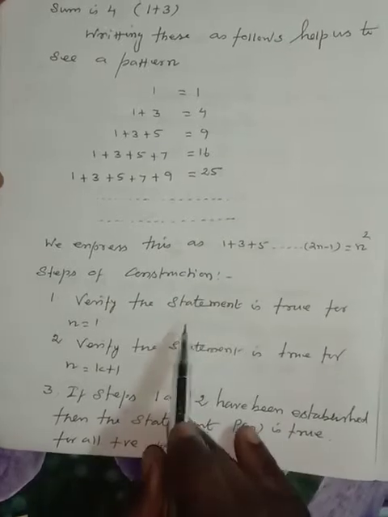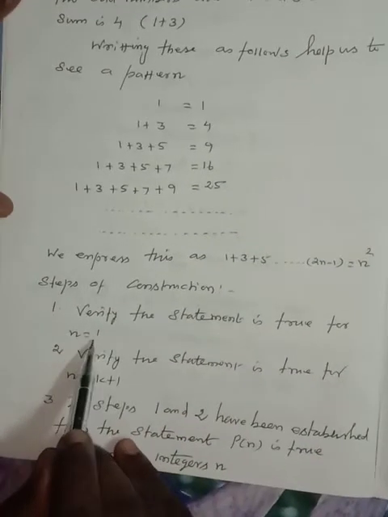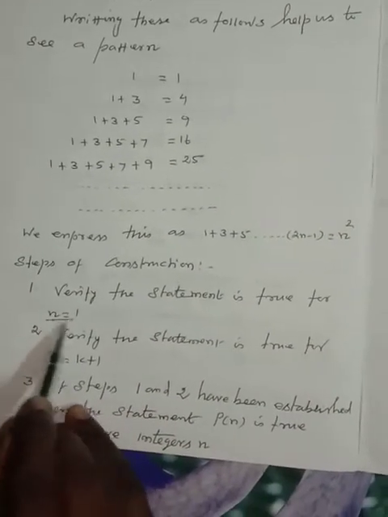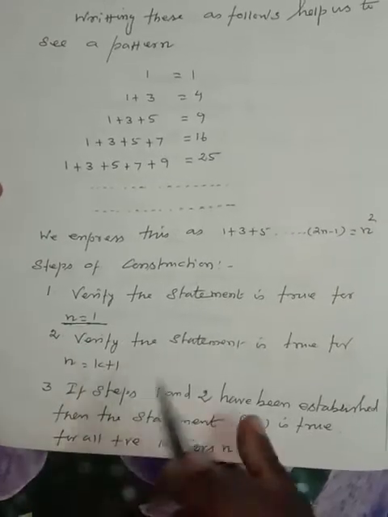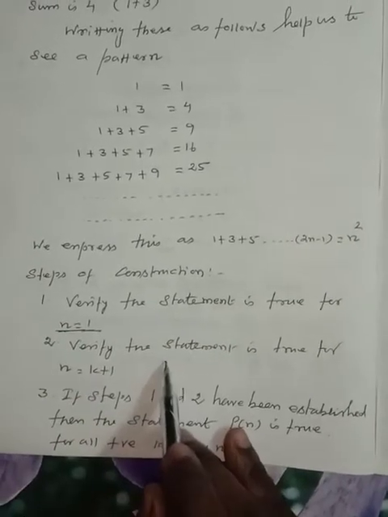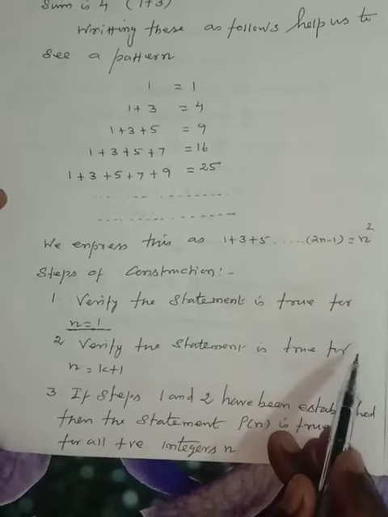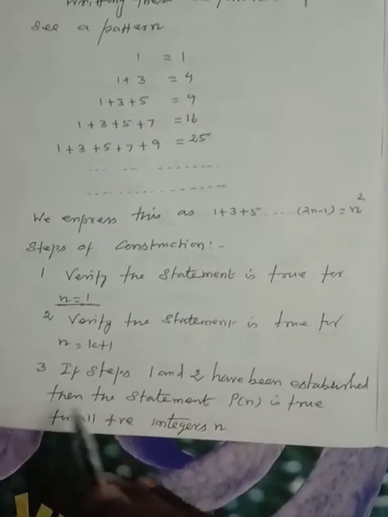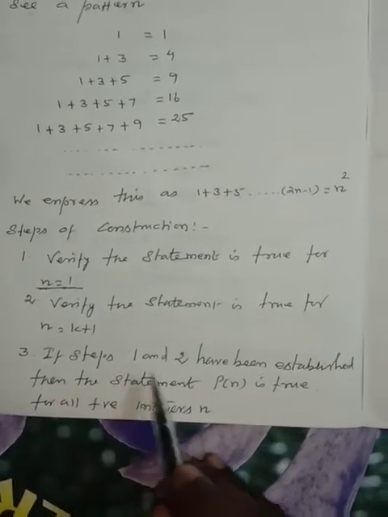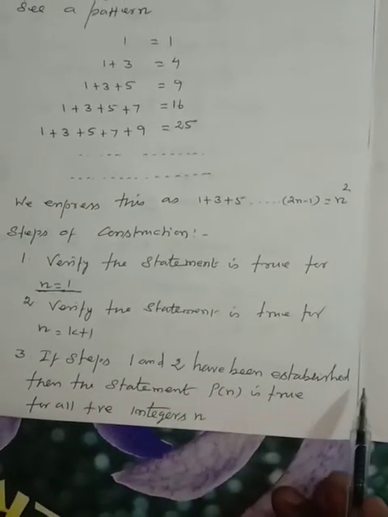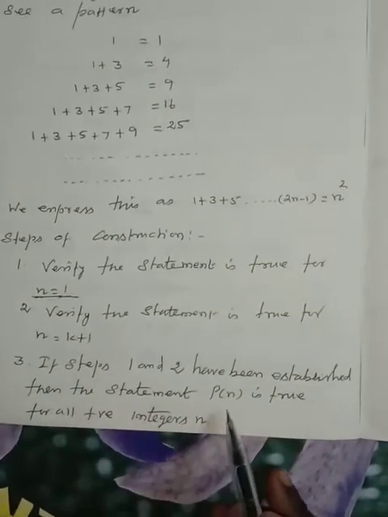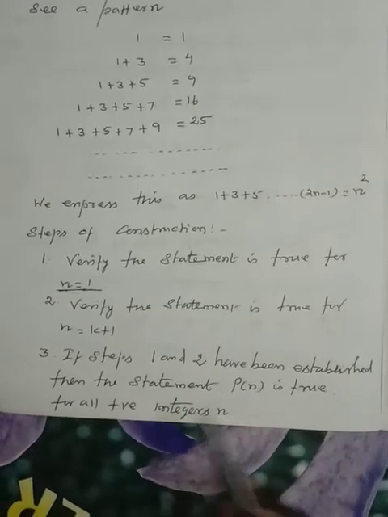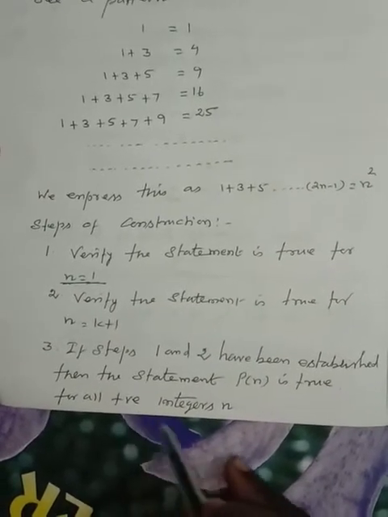Steps of construction. Number 1. Verify the statement is true for n, here n is equal to 1. Number 2. Verify the statement is true for n is equal to k plus 1. Number 3. If steps number 1 and 2 have been established, then the statement P of n is true for all positive integers n.